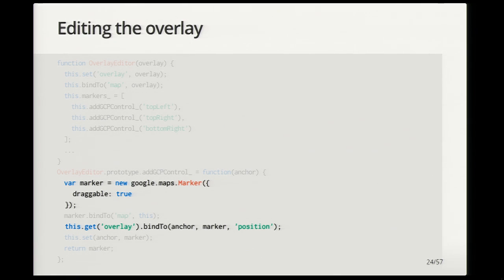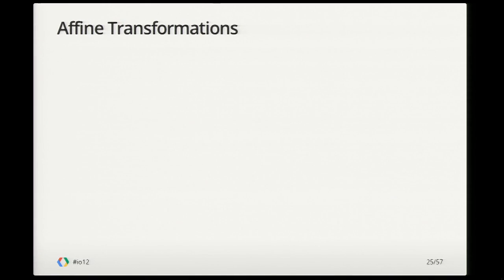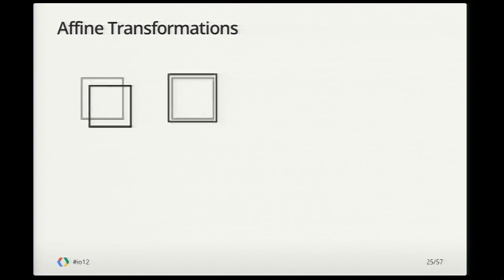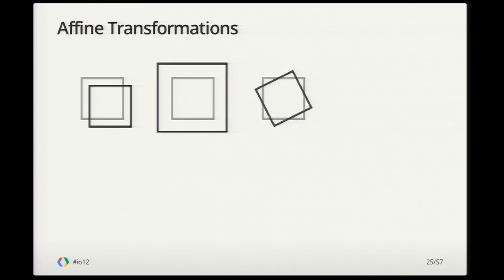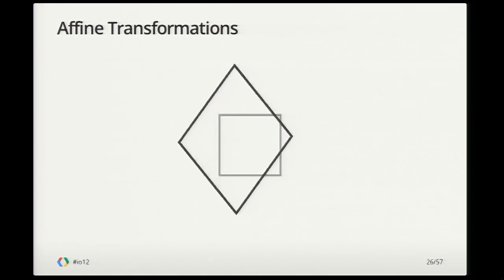Now, whenever the user drags a marker, whenever the position of those markers changes, we need to re-warp the image so that they get a really direct manipulation feel. We do this with an affine transformation. Affine transformations are 4 types of transformations: translation, scaling, rotation, and skew.